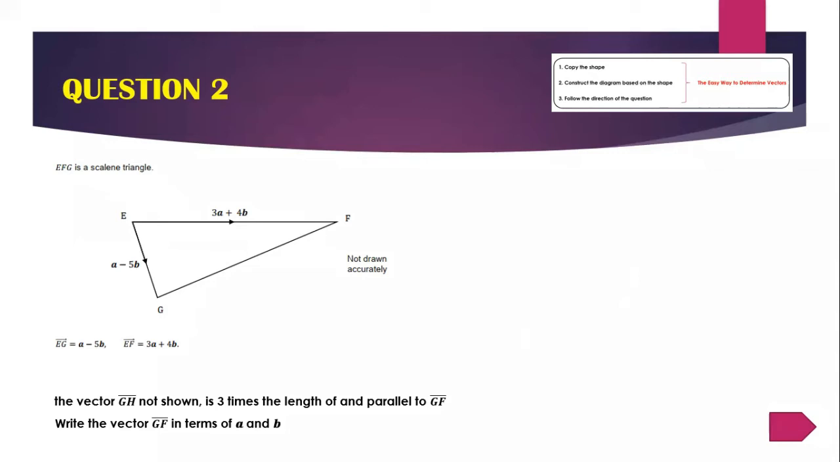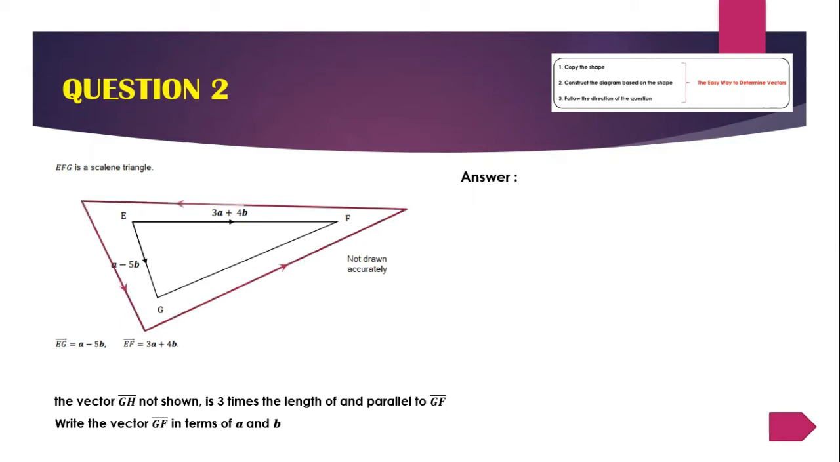Copy the shape. Construct the diagram based on the shape and follow the direction of the question. Our shape is a scalene triangle. We have to copy a scalene triangle, here. Okay, just copy the shape and construct the diagram based on the shape. Number 3, follow the direction of the question.